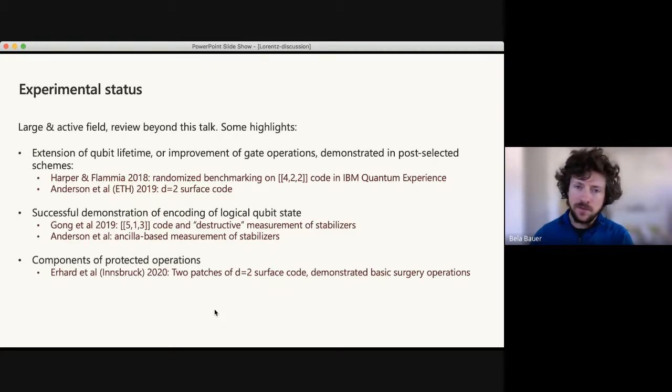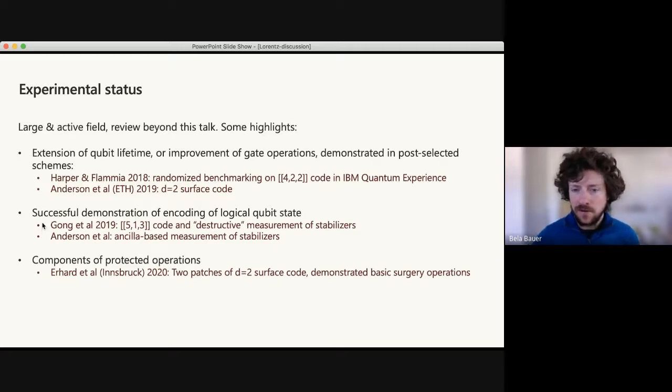Let me just very quickly review the experimental status of this field. That's a large and active field, so it's way beyond this talk to do a complete review. But I wanted to point out some highlights, some exciting developments in the last couple of years. So one of the things that was achieved is the extension of the lifetime of a qubit in a post-selected scheme. There are at least these two papers, there's probably more, that demonstrate some improvement of a relevant metric of your logical qubit if you do rounds of error correction. Here, it's not really error correction, it's error detection, as in you throw away all the ones where you detected an error, you don't actually actively correct it. That's the next step that I think hasn't quite been taken yet.